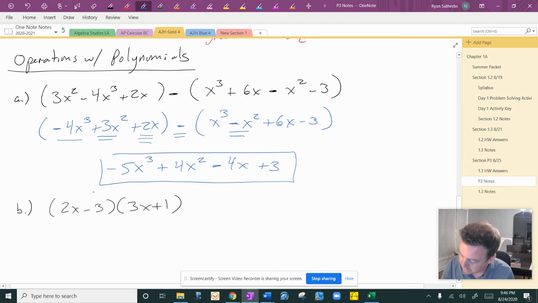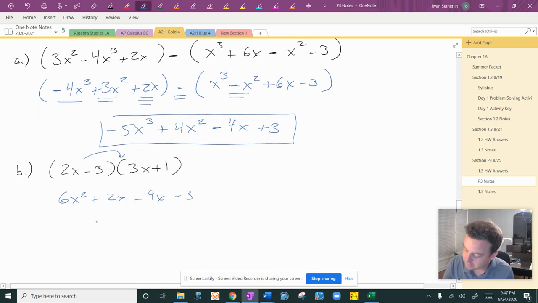So I'm going to take the 2x times the 3x, so that's 6x squared. The 2x times the 1 is 2x. Negative 3 times 3x is negative 9x. Negative 3 times 1 is negative 3. And so when I combine like terms, I get 6x squared minus 7x minus 3.